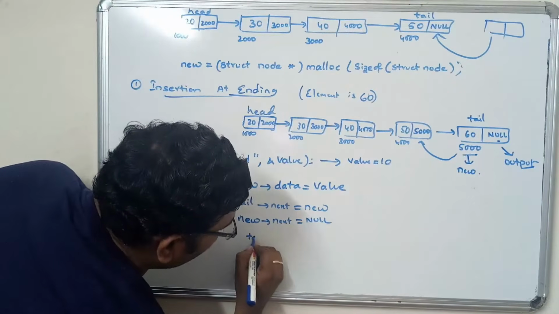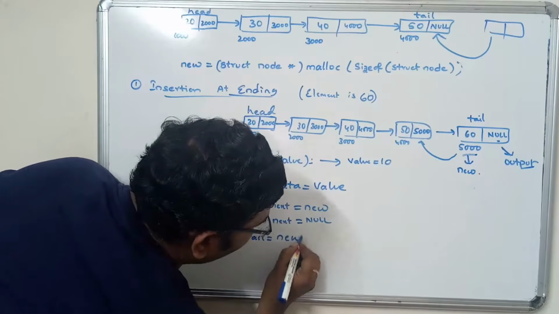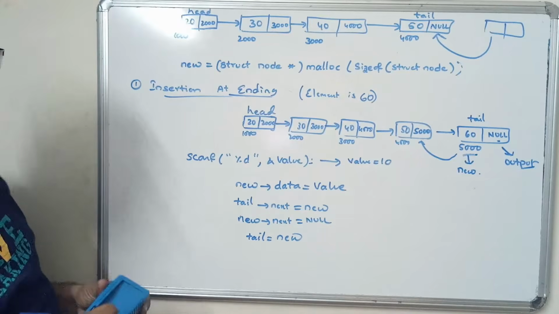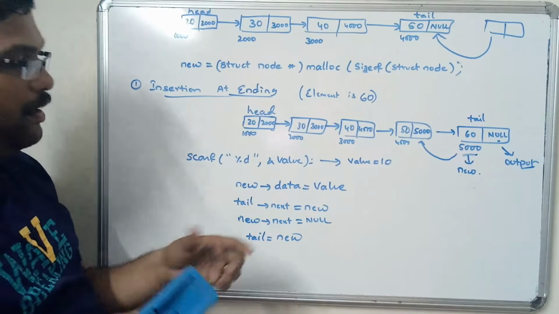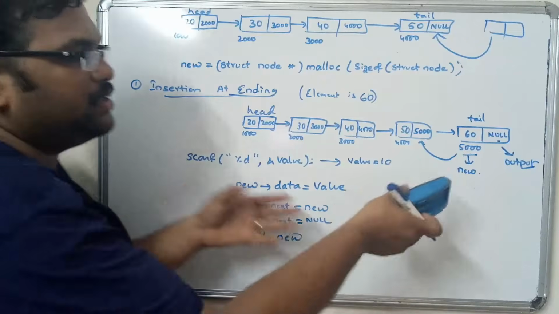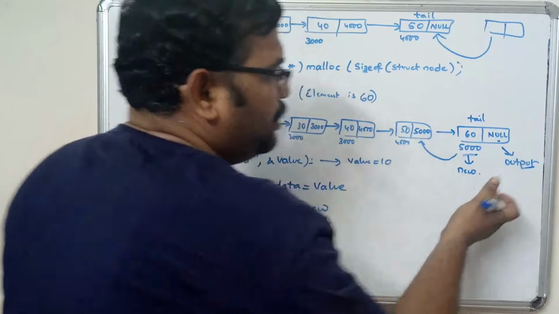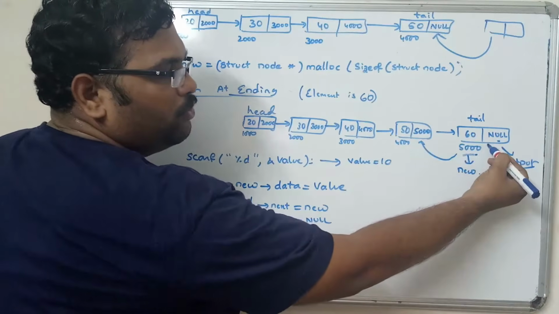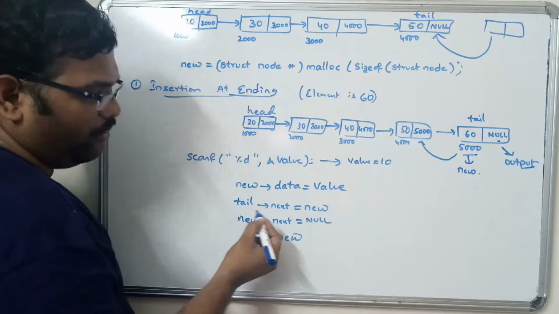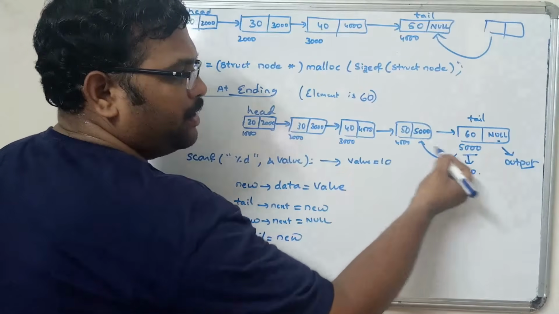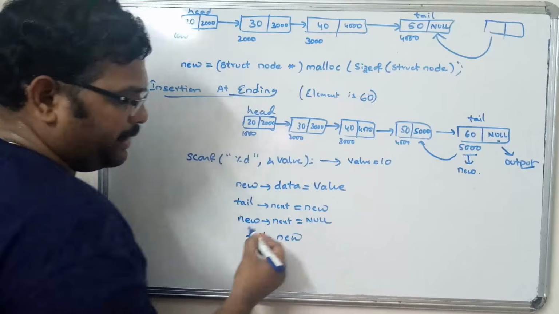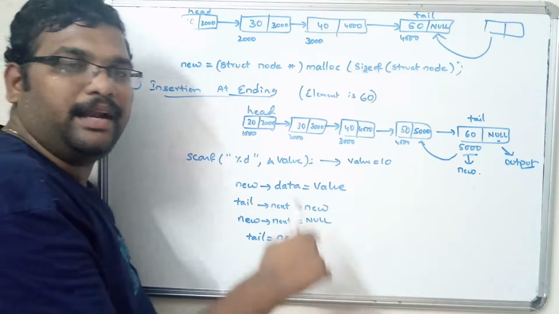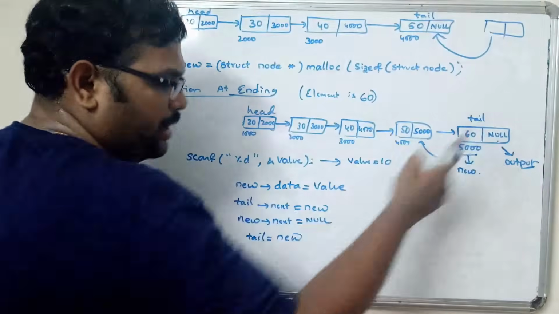So tail is equal to new. Tail is equal to new, right? So these are the statements. See, simply we are adding the element at the end, so that we are replacing this null with the new node address. So obviously tail of next is equal to new, and new of next is equal to null because the new node itself is the end element, right? End node. So that's why we have to fill it with null.